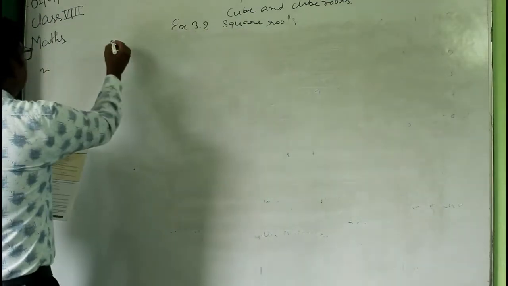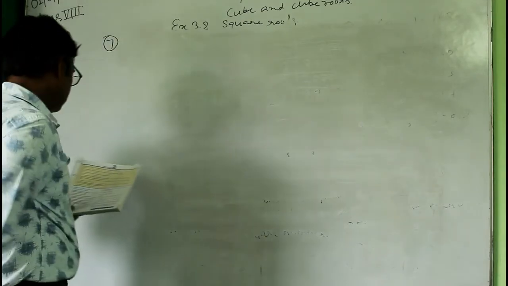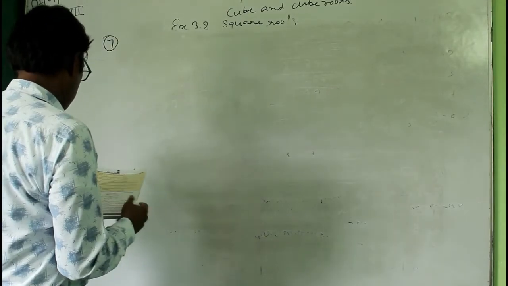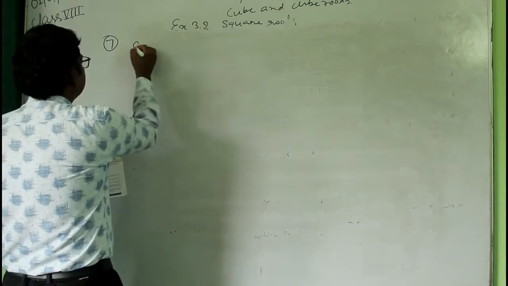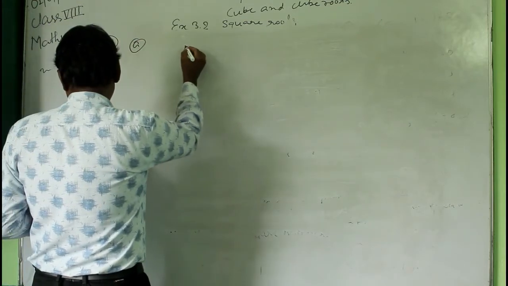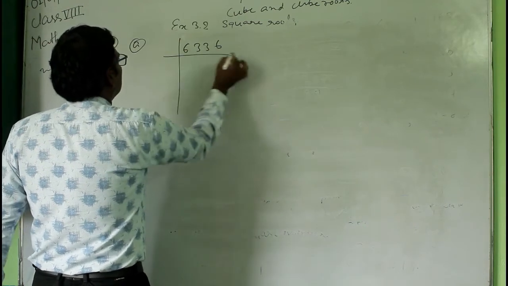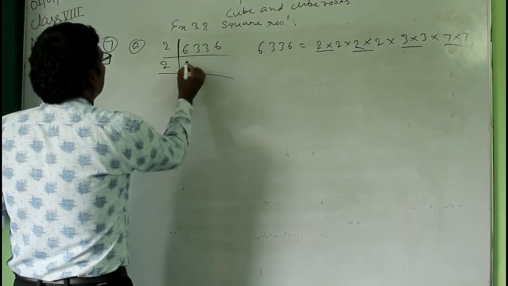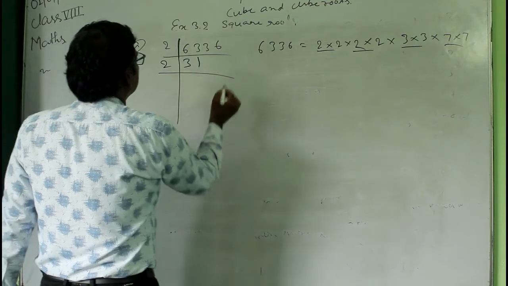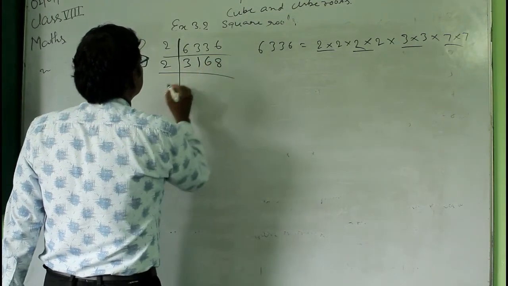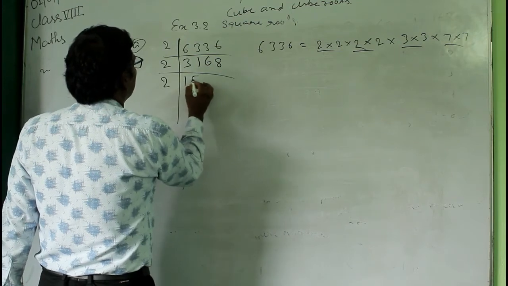So question number 7. Question number 8. This number is here 6, 3, 3, 6. So find the factorization. 2 3 are 6, and then 2 1 are 2 here, and 2 6 are 12, and 2 8 are 16 here. Then 2 1 are 2, 2 5 here, 10.